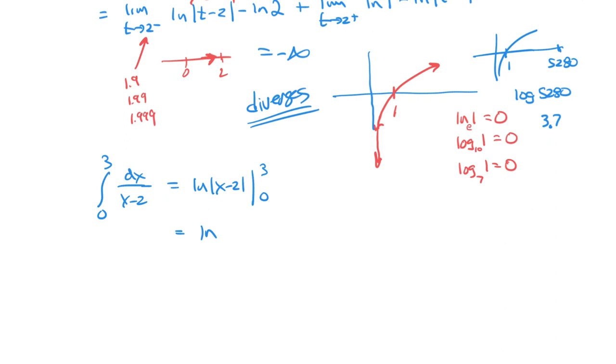So we're going to get the natural log of 3 minus 2, which is 1, minus the natural log of 0 minus 2, and the absolute value is just 2. And of course, you know the natural log of 1 is 0, right here. Right here's 1, it goes through there. Natural log of 1 is 0, so we would say, okay, this is equal to negative natural log of 2.